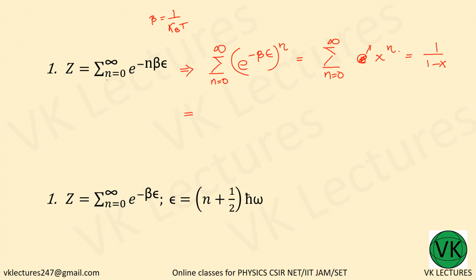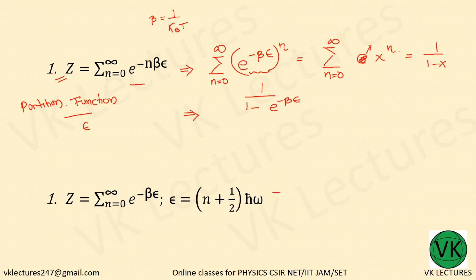Now here, what will be the answer if Z is given as this? What is this Z? Z is nothing but the partition function. Partition function is defined for a group of particles in an energy E. Fine. So here it will be 1 divided by 1 minus x, and what is the x? This x is e to the power minus beta e.